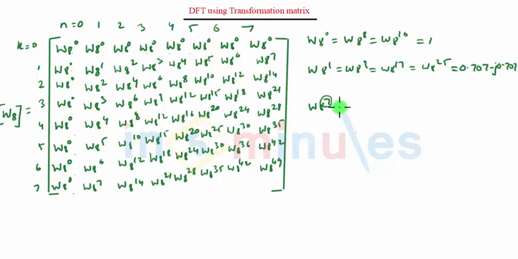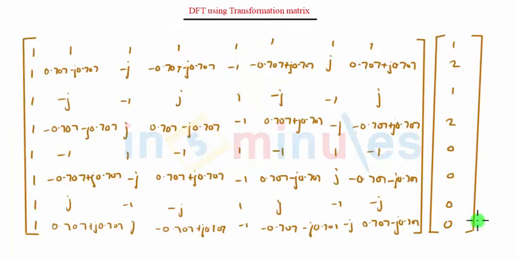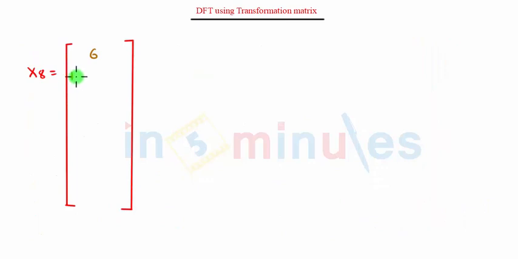So let us see what the values are and what the final matrix is. After finding the values of each and every term, we get such a big matrix. But it is very easy to solve because the last 4 terms turn out to be 0. So finally, after multiplying both matrices, we get the answer as 6, 1 minus j 2.414, 0, 1 minus j 1.828, minus 2, 1 plus j 1.828, 0, 1 plus j 3.828. This is the final DFT.